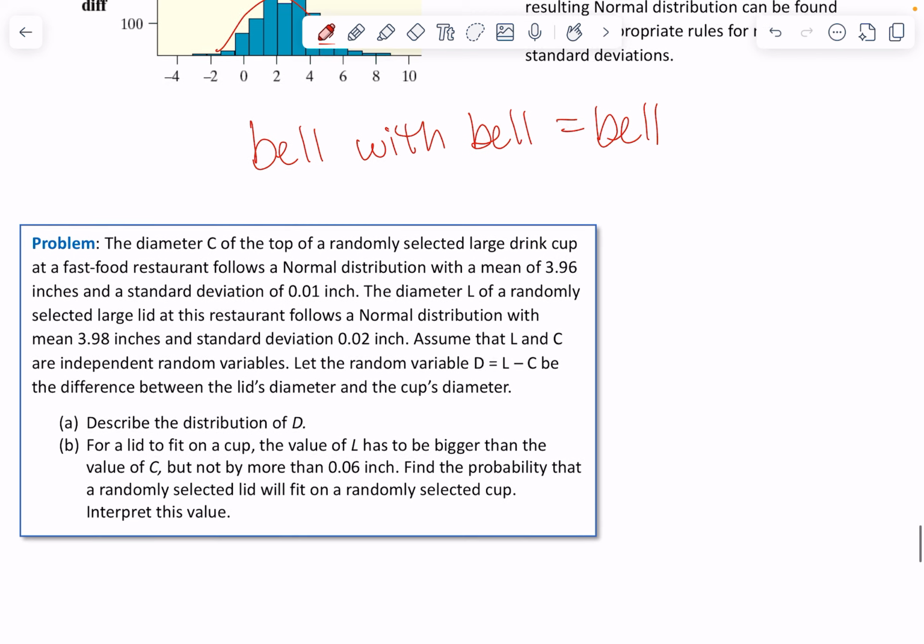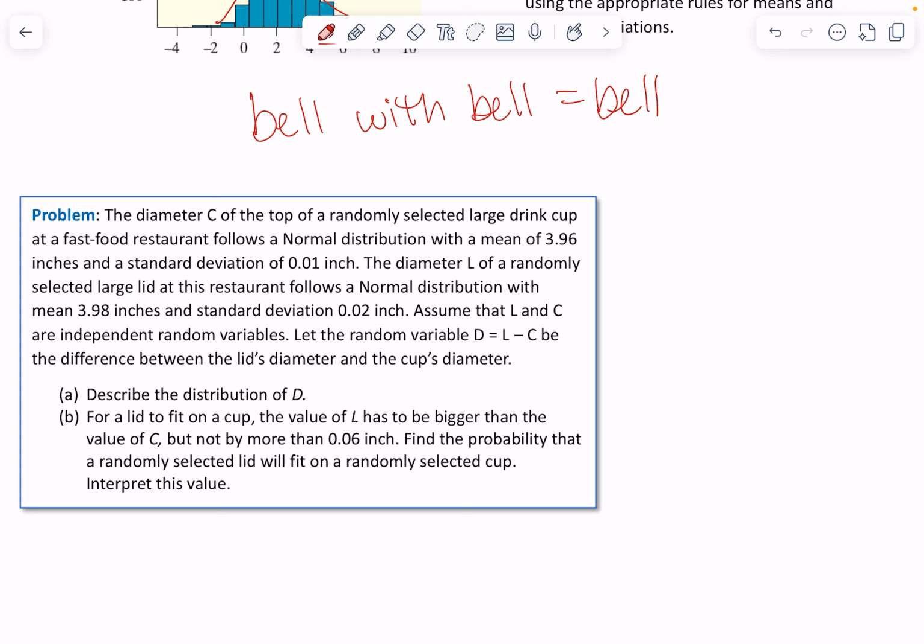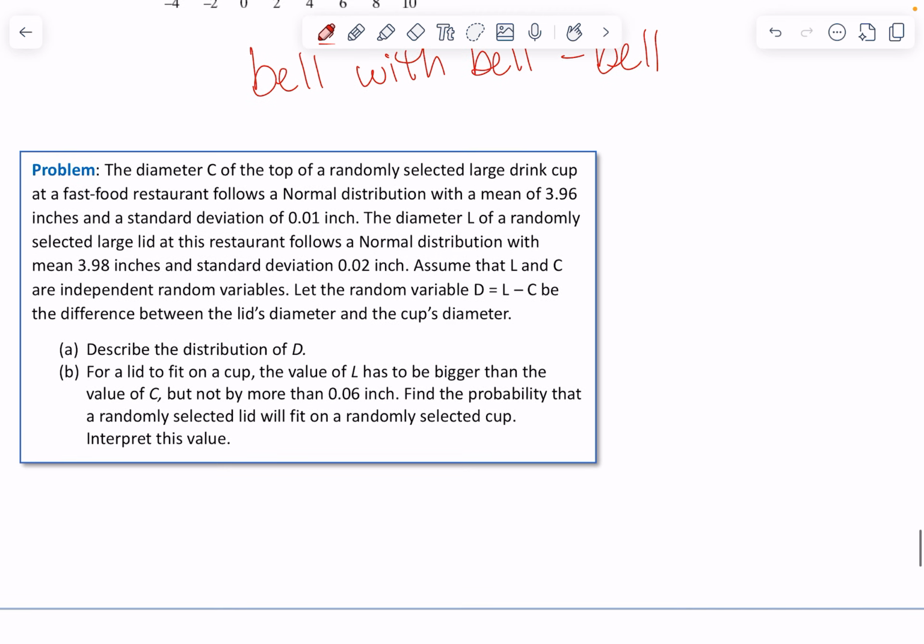The diameter C of the top of a randomly selected large drink at a fast food restaurant follows a normal distribution with a mean of 3.96 inches and a standard deviation of 0.01 inch. The diameter L of a randomly selected large lid follows a normal distribution with a mean of 3.98 and a standard deviation of 0.02. Assume L and C are independent random variables. Let the random variable D equals L minus C be the difference between the lid's diameter and the cup's diameter.